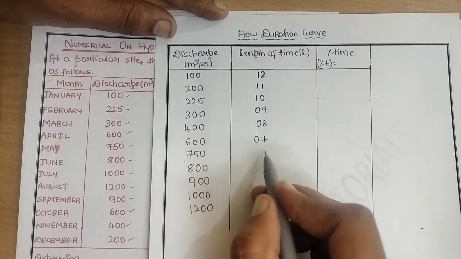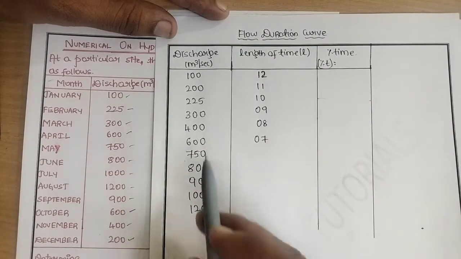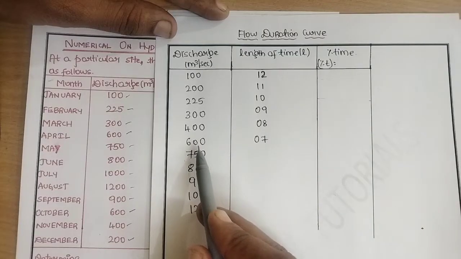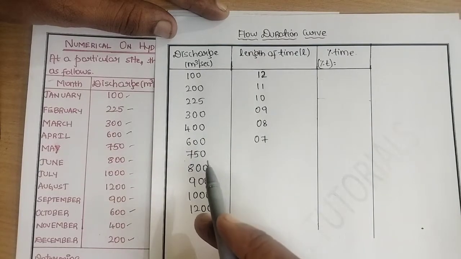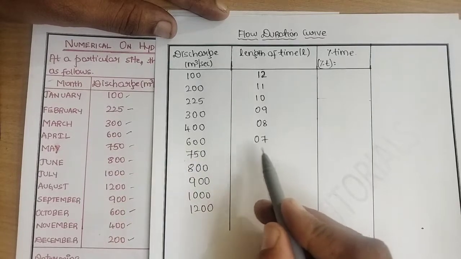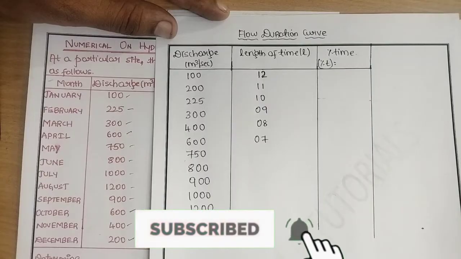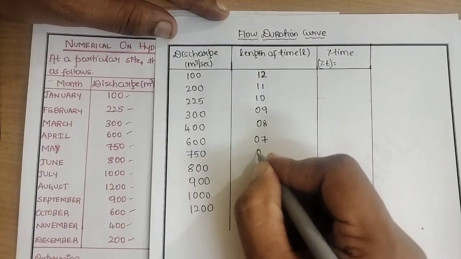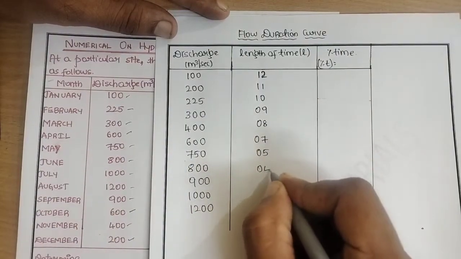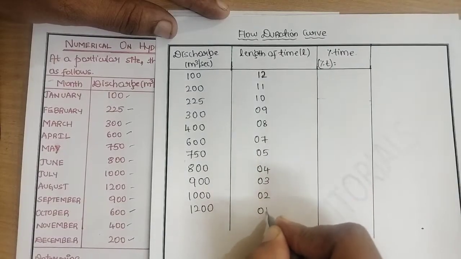Next, for 750, this cannot be 6. Why? Because let us not forget the value of 600 has repeated twice. So we have considered only one. The 6 will go for the left out 600 entry. Hope it is clear. So now this will become 5. This is 4, followed by 3, followed by 2, followed by 1.